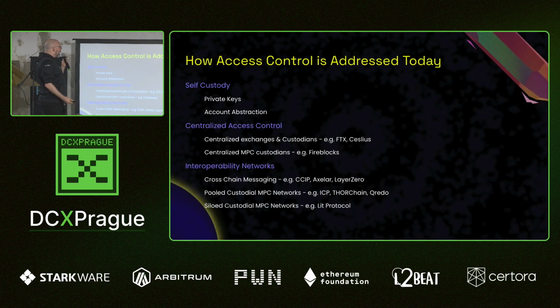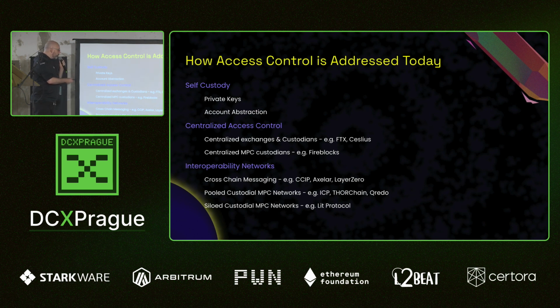Yeah, so how is access control addressed today, right? So you have, broadly speaking, self-custody, right? So either you hold a private key, or more recently, you have more solutions around account abstraction. And then you have centralized access control, whether it's centralized exchanges or custodians, or centralized MPC custodians, right? Which is slightly better, and we'll also talk about the differences there. And then you have interoperability networks, so things like cross-chain messaging.